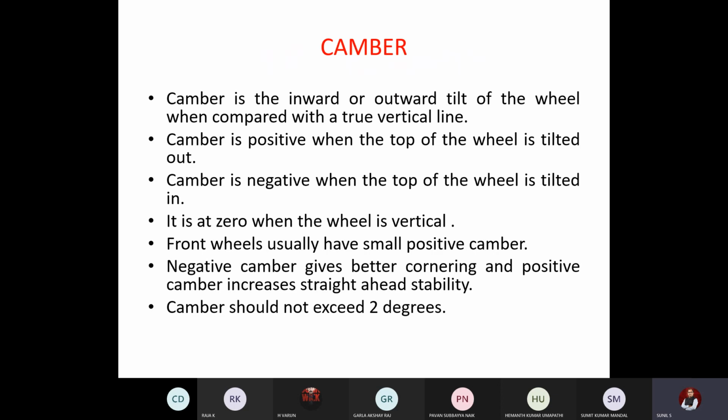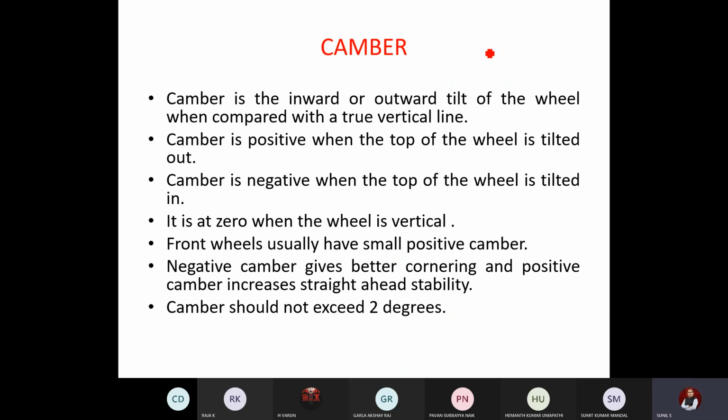Okay, so we'll start with the first one, that is the camber. Camber is the inward or outward tilt of the wheel when compared with a true vertical line. When you compare with the true vertical line, I'll just show you with the help of a rough sketch.